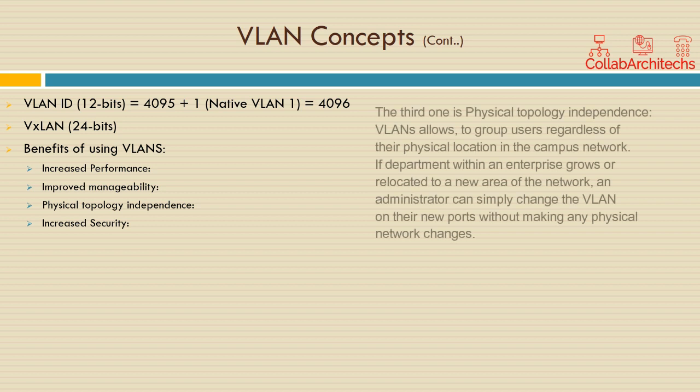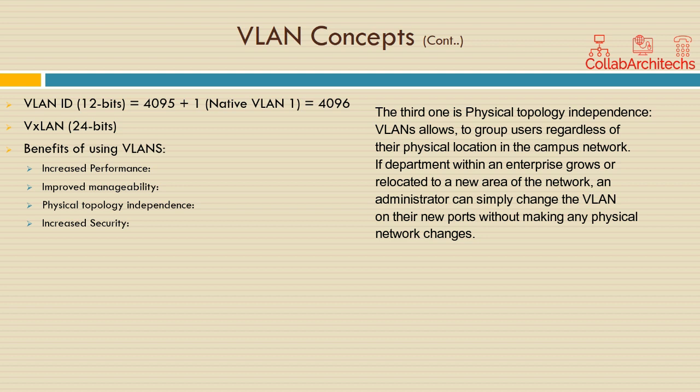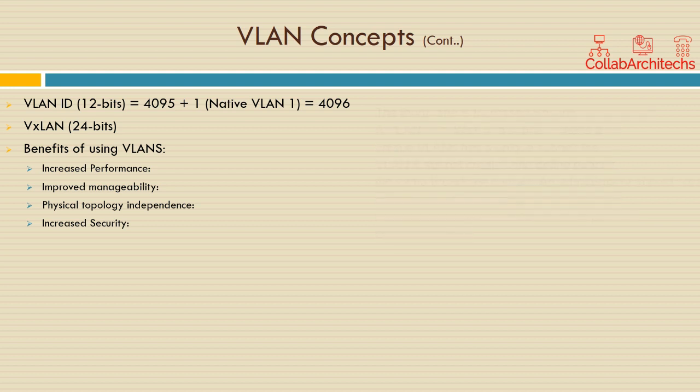The third one is physical topology independence. VLANs allow grouping users regardless of their physical location in the campus network. If a department within an enterprise grows or relocates to a new area of the network, an administrator can simply change the VLAN on their new ports without making any physical network changes, hence giving the physical topology independence feature.